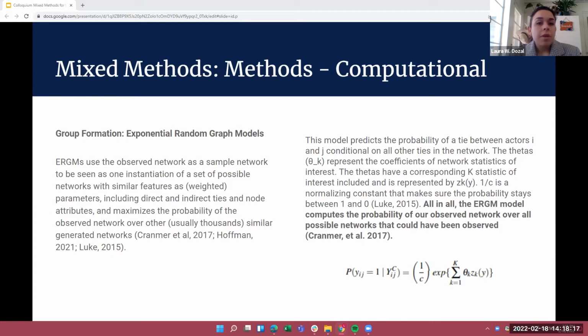So one of the methods used for group formation is, like Selena mentioned, exponential random graph models. Essentially, the model computes the probability of an observed network over all possible networks that could have been observed. So a little bit more into the concept, ERGMs, as I've heard them called, use the observed network as a sample network to be seen as one instantiation of a set of possible networks with similar features, with sometimes weighted parameters. This includes direct and indirect ties and node attributes, and it maximizes the probability of the observed network over other, usually thousands of, similar generated networks.